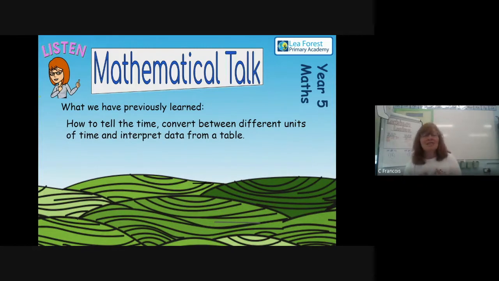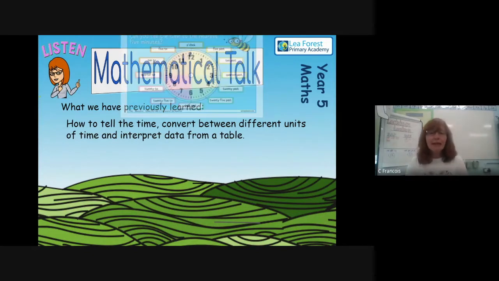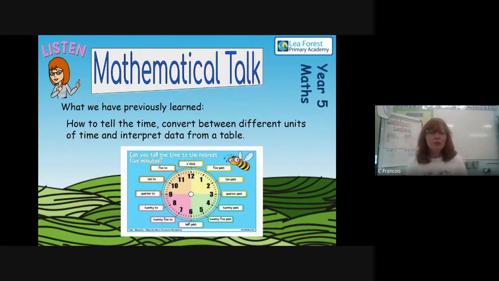And we've also learned how to interpret data from a table. And we can go all the way back to year one to interpret data from a table, a simple table as a pictogram or a tally chart, like the one that Miss Francois uses to tally your scores. And you can interpret data from that table. Okay, so time. So we can tell the time, hopefully.